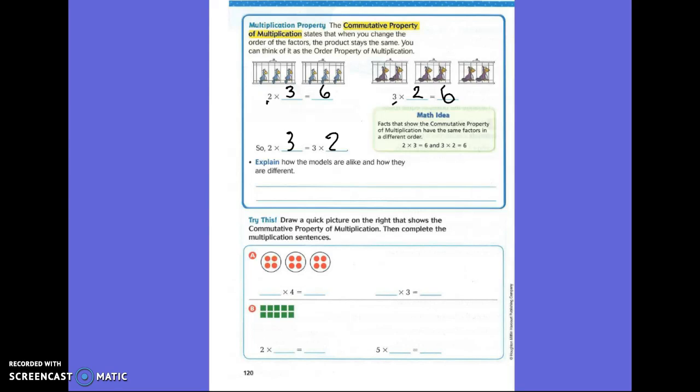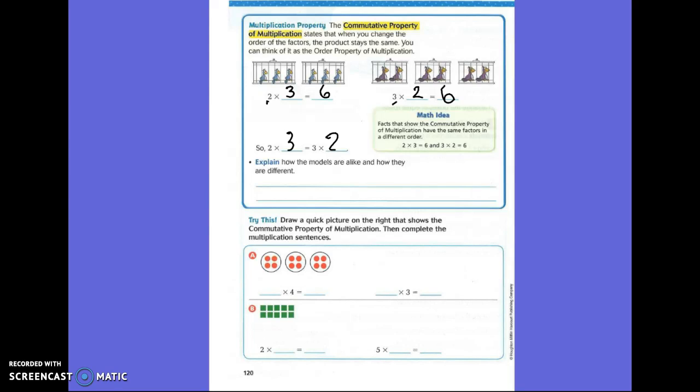Okay. So math ideas. Facts that show the commutative property of multiplication have the same factors, but in different order. Okay, this 2 times 3 goes first, and then 3 times 2 went the other way. All right, now explain how the models are alike and how they are different.